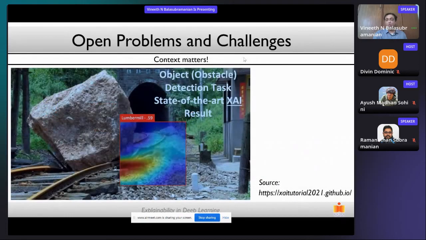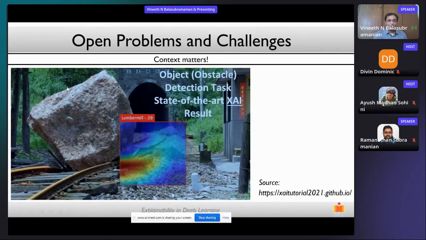The role of context in explanations cannot be understated. Here is an interesting example of explanations for an object detection task using a state-of-the-art explainability method, which looked at this particular scene and concluded that the obstacle in this particular image is the railway track.